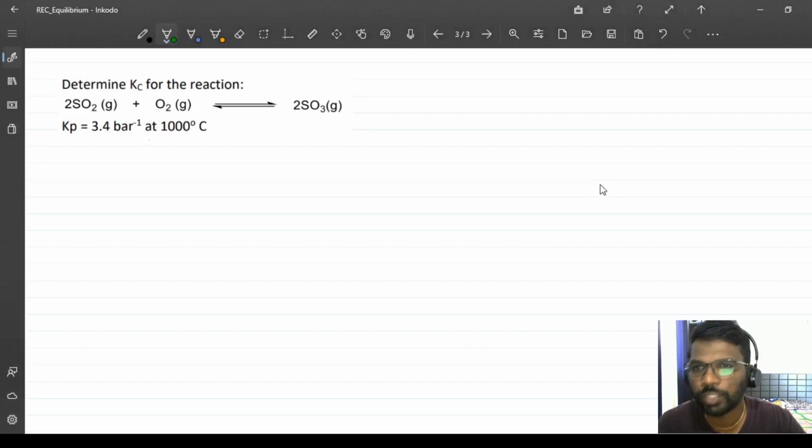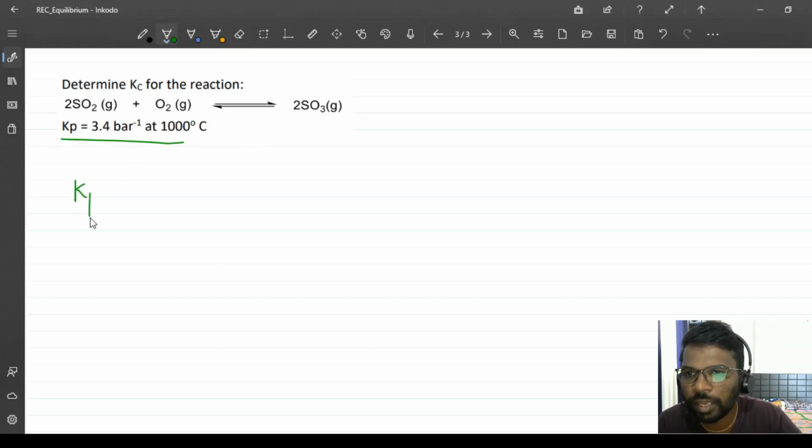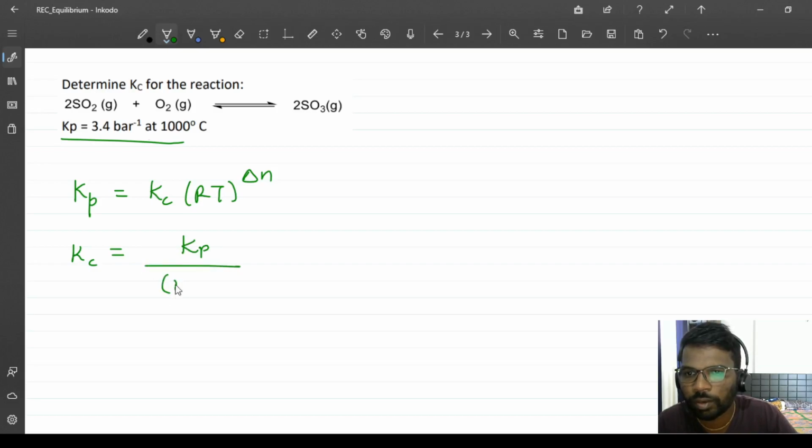Okay, here is the next question. Determine the Kc for the reaction. This reaction is given, and you need to find the Kc, and the Kp is given. No concentration is given. So the relationship between Kp and Kc is this: Kp is equal to Kc into RT raised to delta N. Now, what is delta N over here? We will find. So I will write Kc is equal to Kp upon RT raised to delta N, and we need to find the Kc for this.